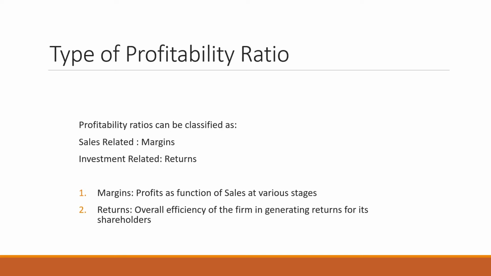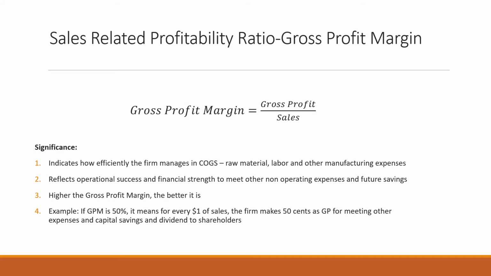Profitability ratios are categorized into two categories. One, sales related ratios that are called margins, and another is investment related ratios that are called returns. Whereas margin ratios look at profits as a function of sales at various stages, returns look at the overall efficiency of the firm in generating returns for its shareholders. Let us look at the sales related profitability ratios first.